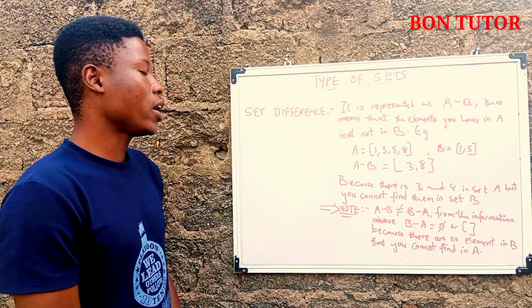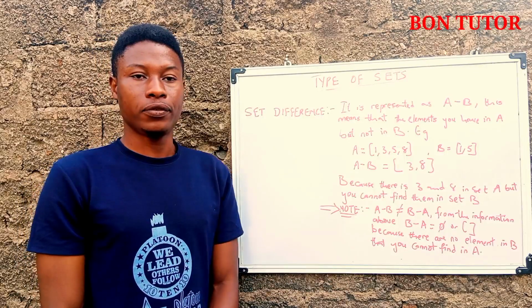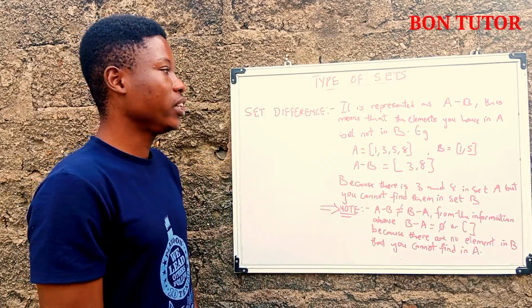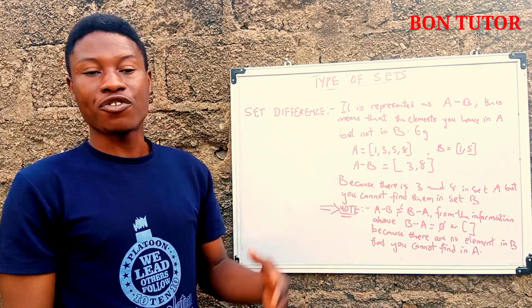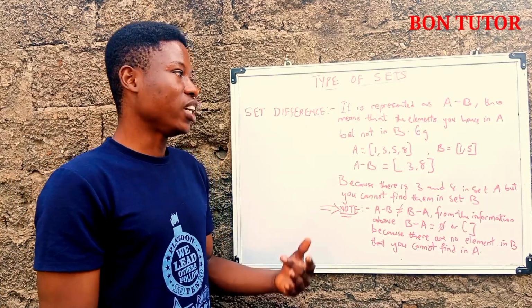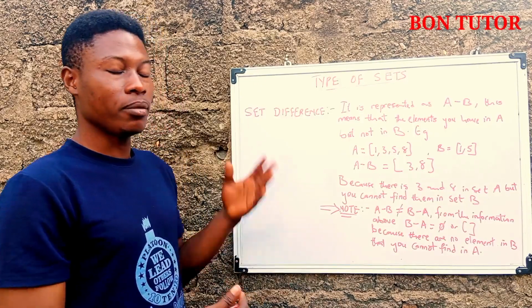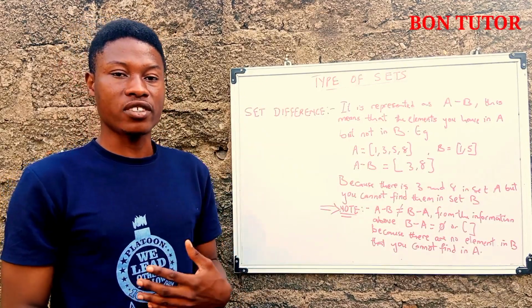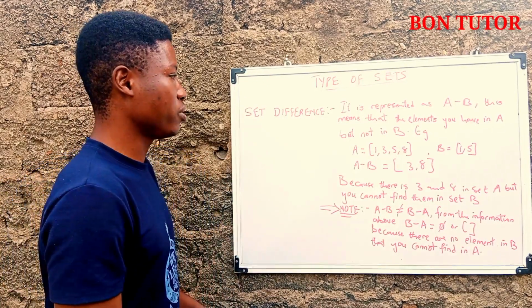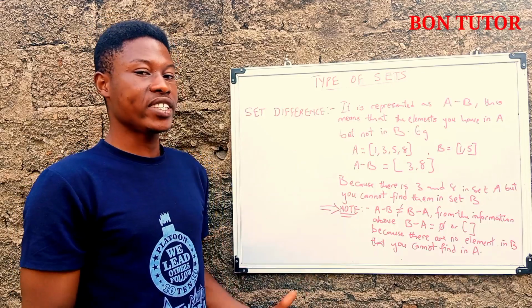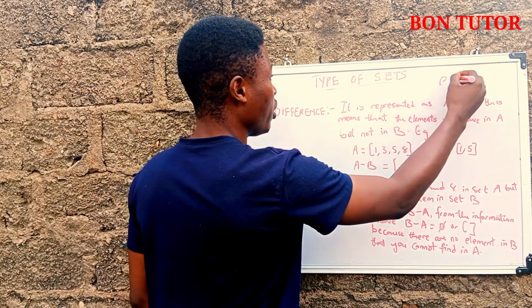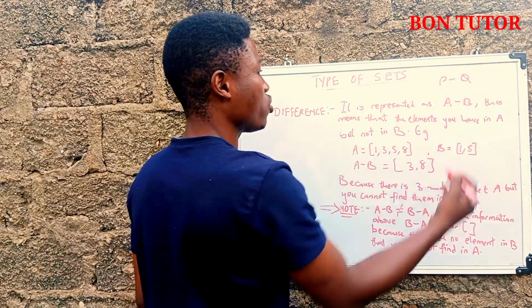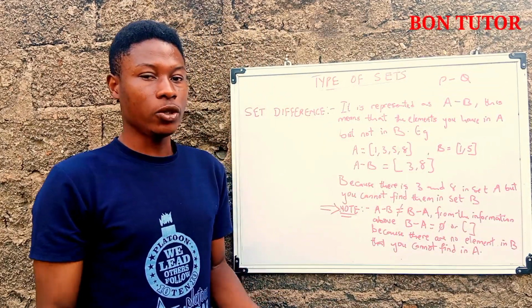Another type of set we have here is set difference. It is represented as A minus B. It does not have to be A minus B alone. What I'm trying to tell you is that you use the minus sign, which is the difference sign in normal mathematics, to represent the difference between one set and another set. That is, you can still have P minus Q as long as your sets are P and Q.